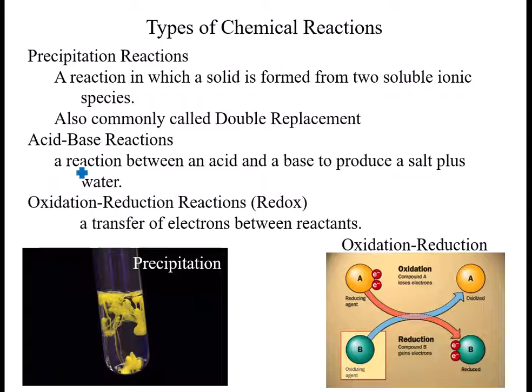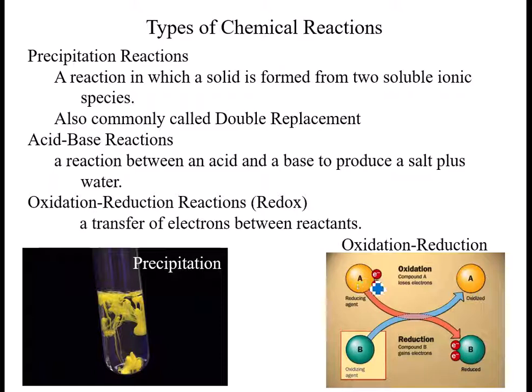Acid-base reactions really don't have a pretty picture, because by looking at it, you can't tell that a reaction has taken place, but most of the time you produce a salt plus water. And the last one is an oxidation-reduction reaction, which is a transfer of electrons between reactants, and that's shown here.